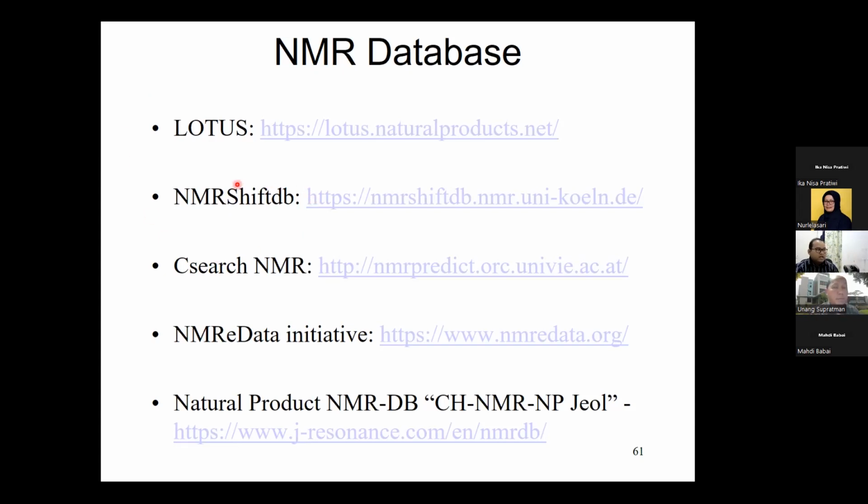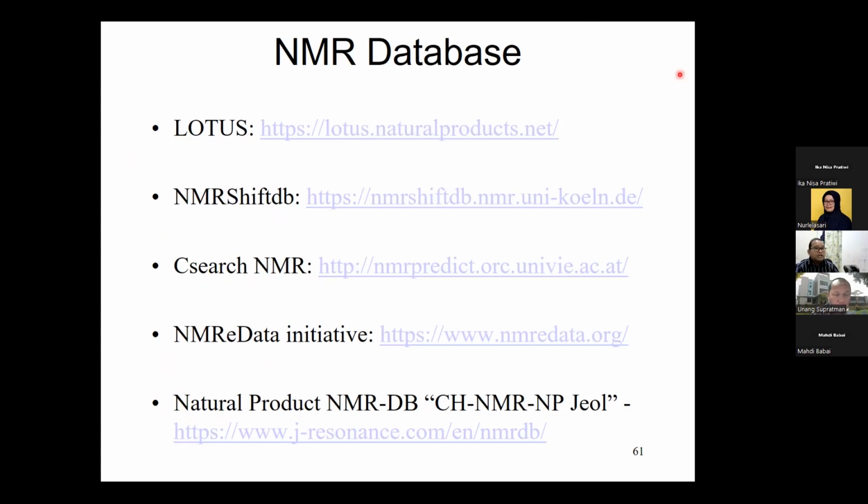And the second one, NMRShiftDB, is quite an old database, but it's very informative. Okay, also C-Search and NMR database, and also the NMRe data initiative. And this is the natural product NMR databases by Joule. This is very informative.